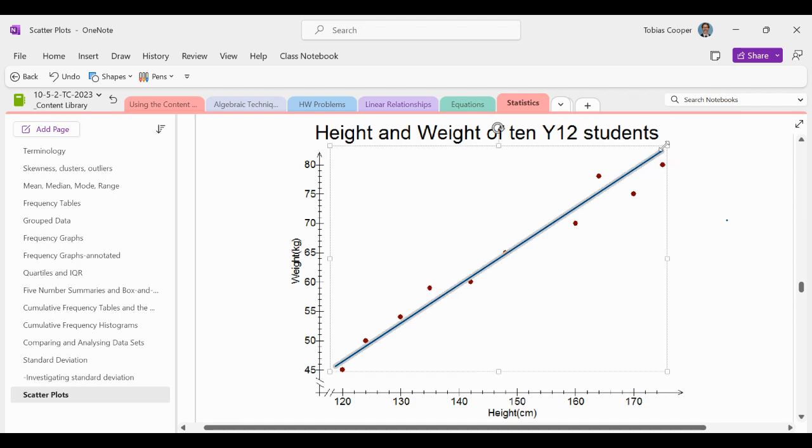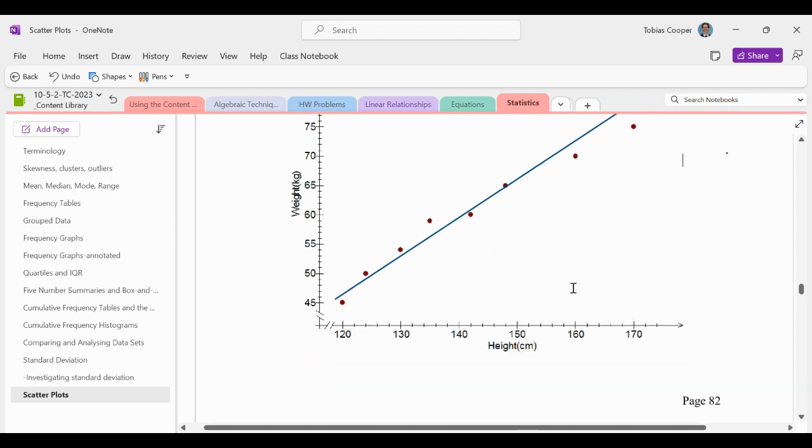So you're going to have to line up your ruler and try and draw your line so you've got half the points above and half the points below. So there's your line of best fit.